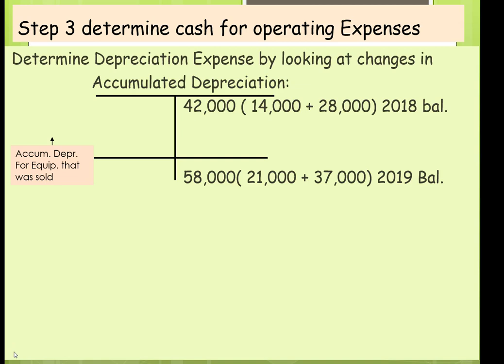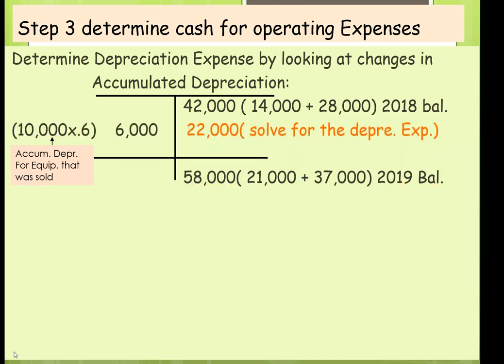I also know that it told me we sold a piece of equipment, and we know when we do that, we must take that accumulated depreciation off the books. And it said it was 40% depreciated, so we know that we would have taken 6,000 out of accumulated depreciation, and then we solve for it: we take the 42 minus the 6, and then we check to see, we take 42 plus 22 minus the 6 gives us the 58. We know we've done it correctly.